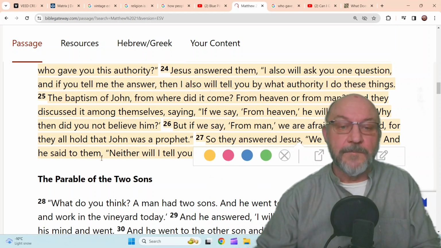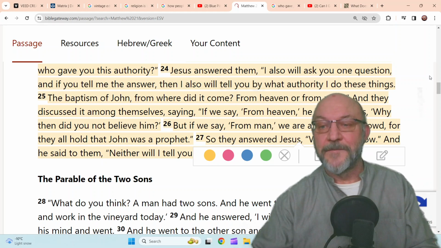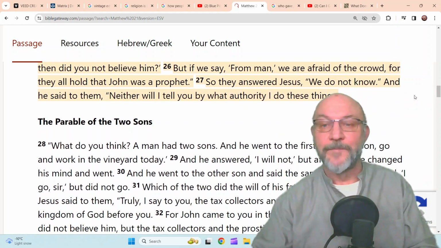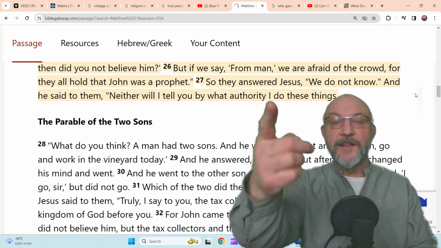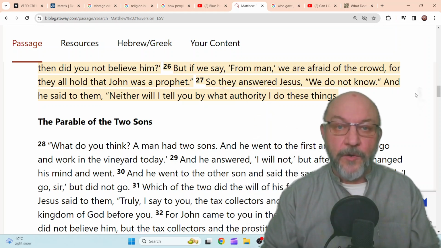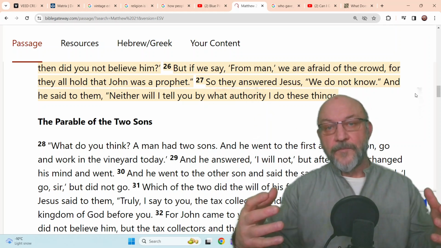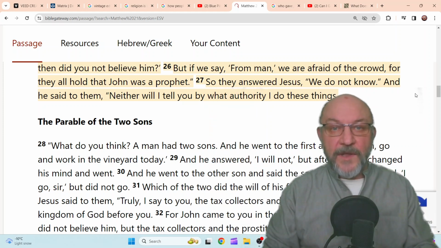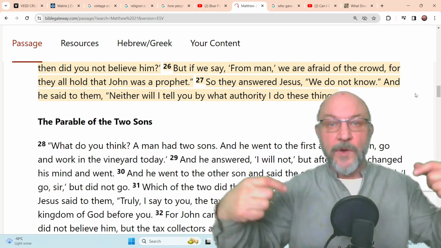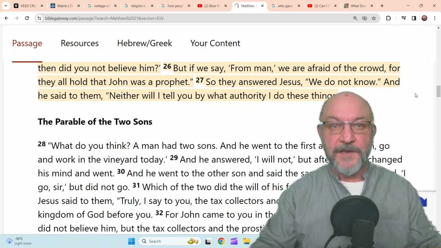And then he said to them, well, let me move that so you guys can see this. So then Jesus says to them, neither will I tell you by what authority I do these things. So we say the same thing to the governing body. Neither will we tell them by what authority we do these things.